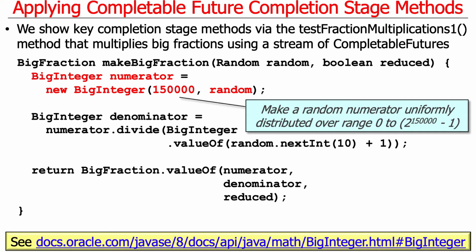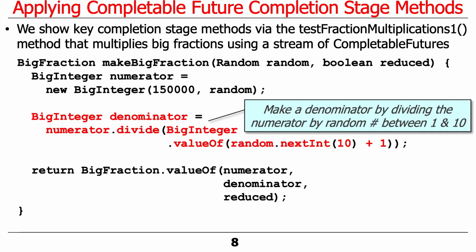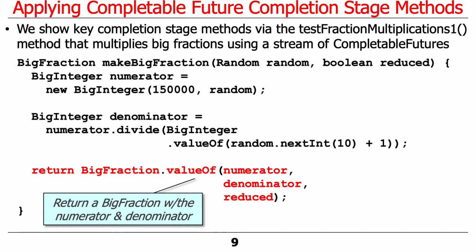You can see it's a number that's distributed uniformly over the range 0 to 2 to the 150,000th minus 1. That's a pretty big number. And that's the numerator. And then we create a denominator that takes the numerator and divides it with a random number from 1 to 10. So these are big, big fractions. And then we take the numerator and denominator, which are big integers, and turn them into a big fraction. And the reduced flag indicates whether to reduce or not. This particular example does not reduce because we want to reduce them concurrently, because reducing such a big fraction is going to take a while to perform.